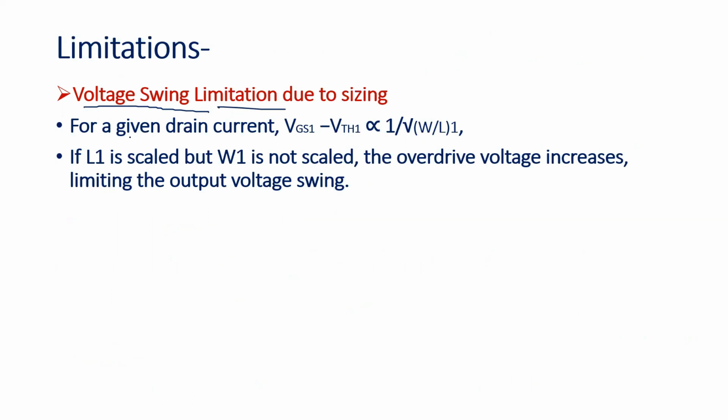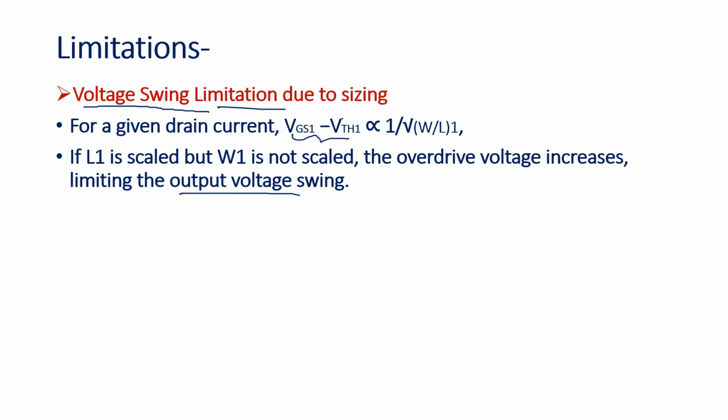So if you're increasing the sizing, just look at this point: this overdrive voltage will be limited, because overdrive voltage is inversely proportional to the root of W by L of the first transistor. So the overdrive voltage of the first transistor will be limited if L1 is scaled but W1 is not scaled. If you're increasing L1 but W1 is not scaled, the overdrive voltage increases, and this will limit your output voltage swing.